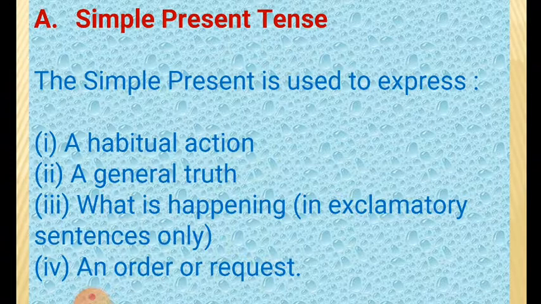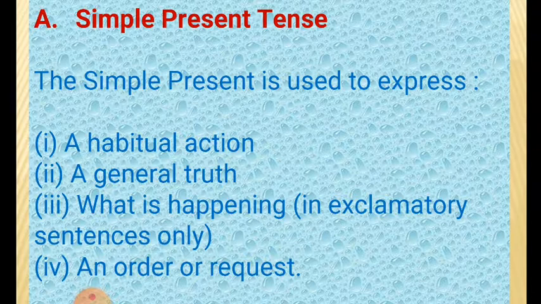A general truth. The sun rises in the east. The sun sets in the west. These are the sentences which are universal, or you can say that is a general truth and we cannot change it. So, those sentences are always in the simple present tense, or it uses the simple present tense.